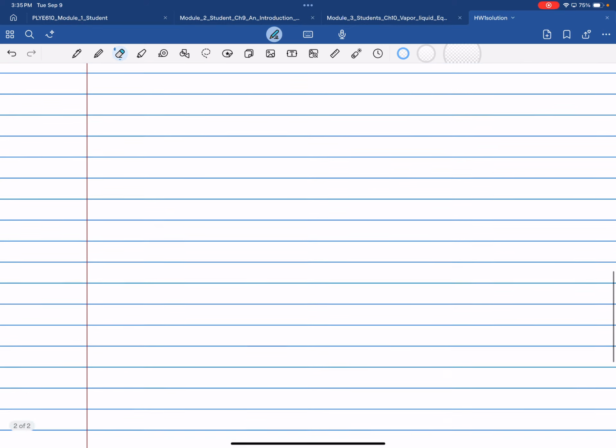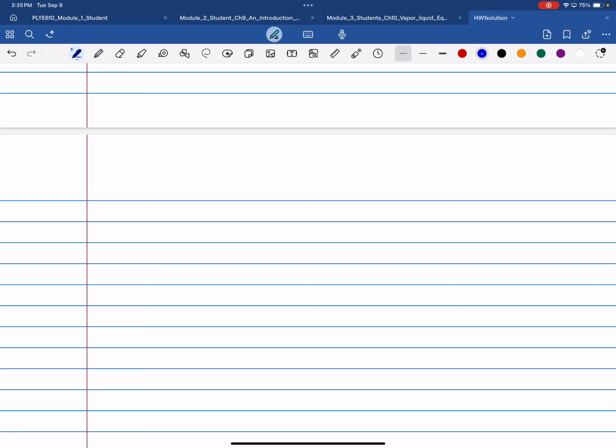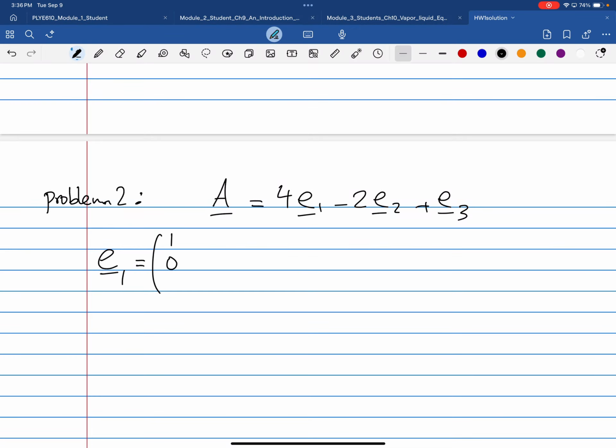So problem 2. We have a vector A as 4e1 minus 2e2 plus e3. And these e's are the bases that we have. In terms of the Cartesian coordinate system, e1 is 1, 0, 1, e2 is 0, 1, 0, and e3 is 1, 1, 0.